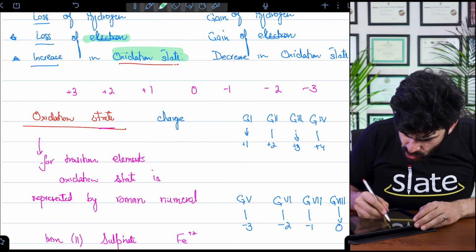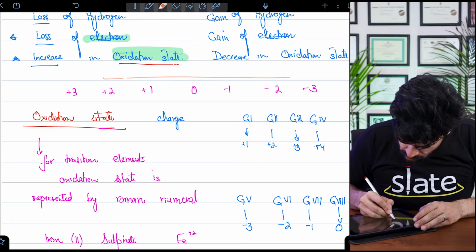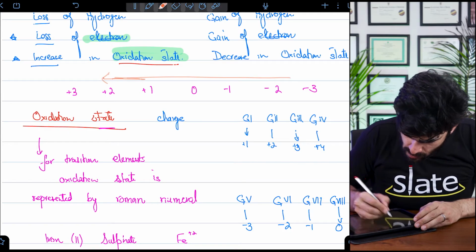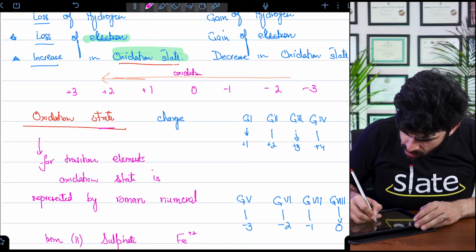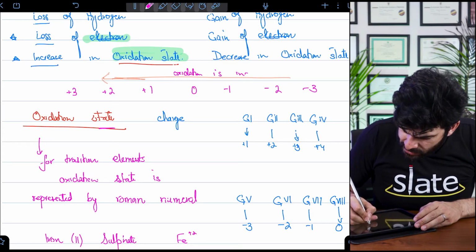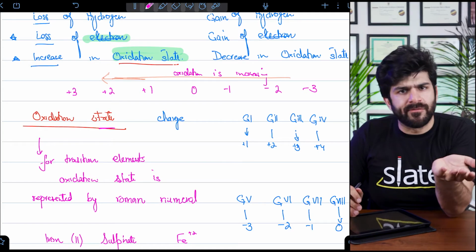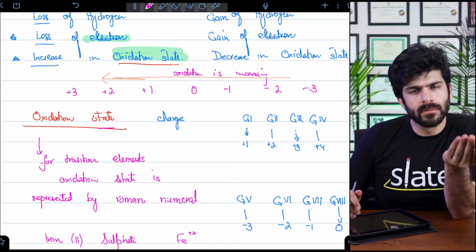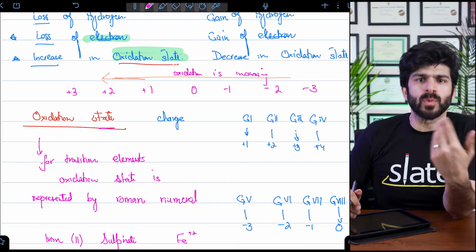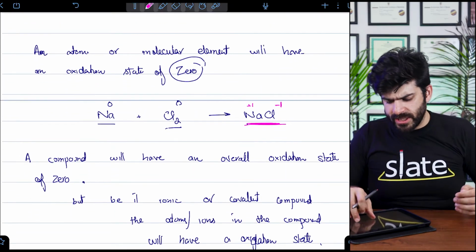And in this direction, students, the oxidation state or oxidation number is increasing. Obviously, -1 to 0, 0 is the higher value. So 0 is a higher oxidation state than -1, and +1 is higher than 0. So let's look at the oxidation states.